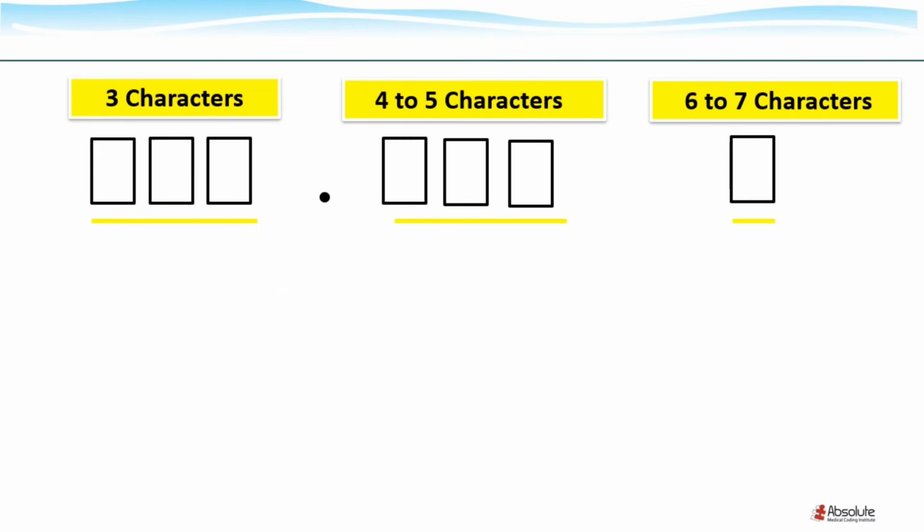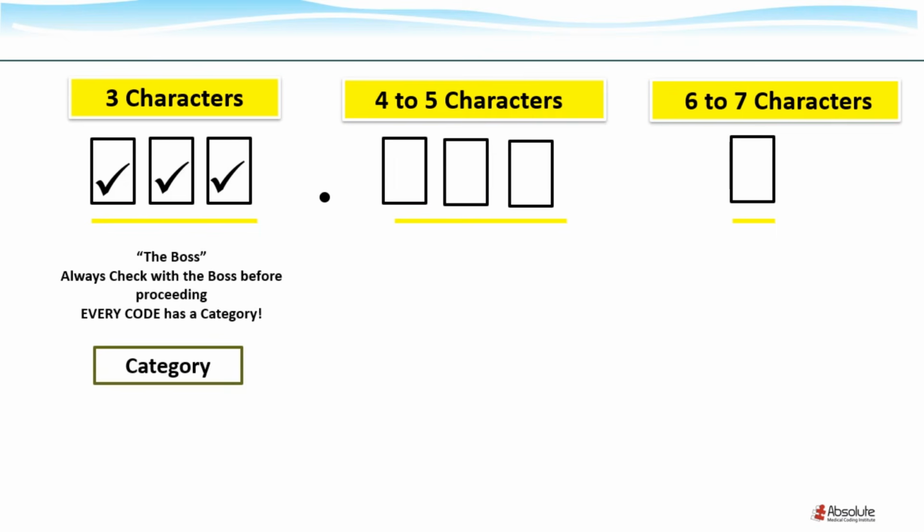Now, let's take a closer look at the code structure. As I've said before, the first 3 characters are your category code. This is the most important part of the code. We like to call it the boss because this is where you'll find key guidelines. Yes, you'll find instructional notes, includes notes, and excludes notes. You'll see all kinds of guidelines right at the boss.